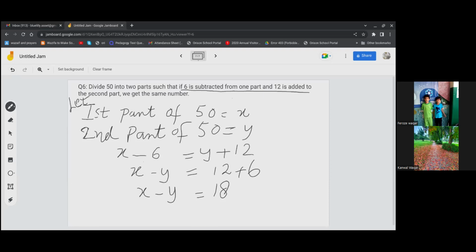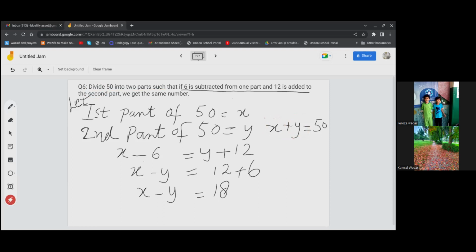Then the first one was that 50 is divided into two equal parts. The word divide is there, so x plus y is equal to 50, meaning half of it, 25 in the first part and 25 in the other part. So we have now two equations.